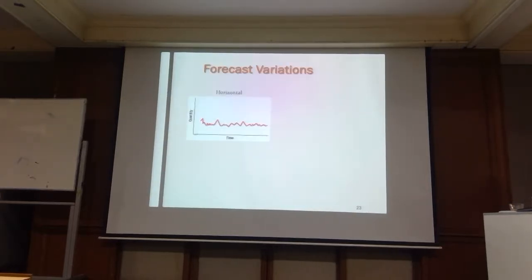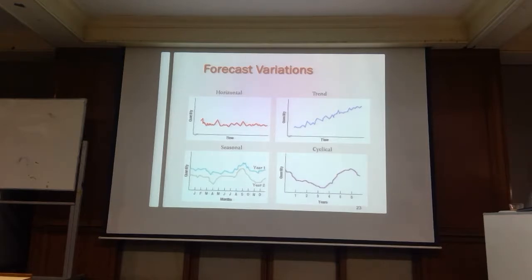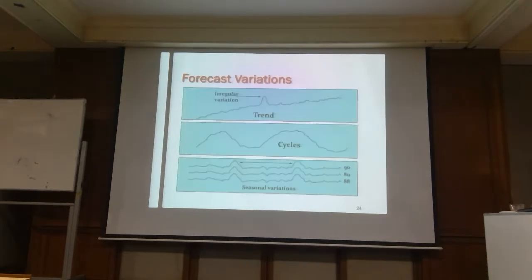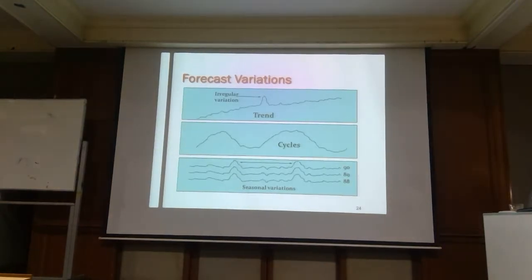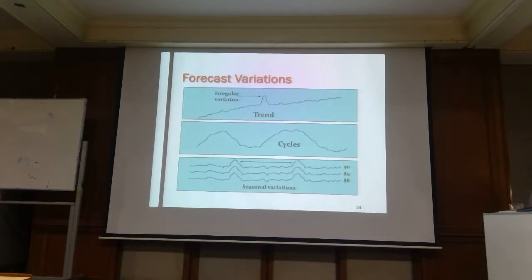So this is the picture to show each of the patterns. Horizontal, and trend, this is an uptrend, where the trend increases. Seasonal and cyclical. Cyclical you can think of as the economic crisis that happens every 10 years, something like that. So every cycle is more than 1 year, but seasonal is within 1 year. And this is the variation, right? Irregular variation also occurs when you have the trend, cycle, and seasonal variation.